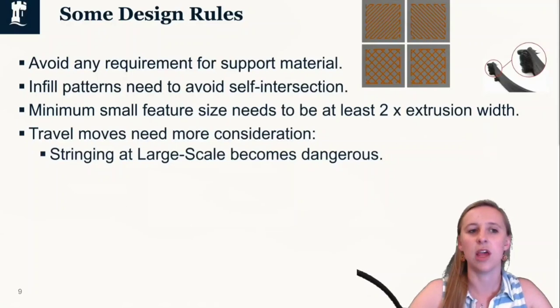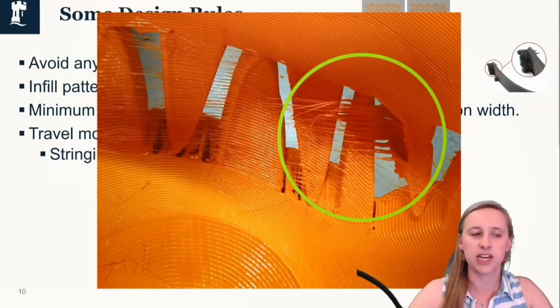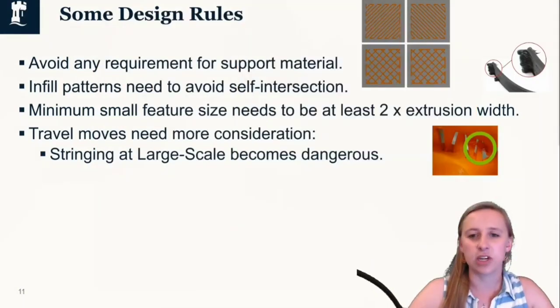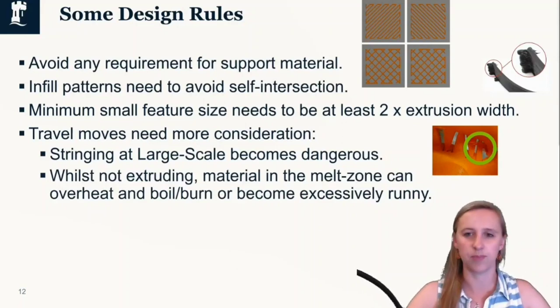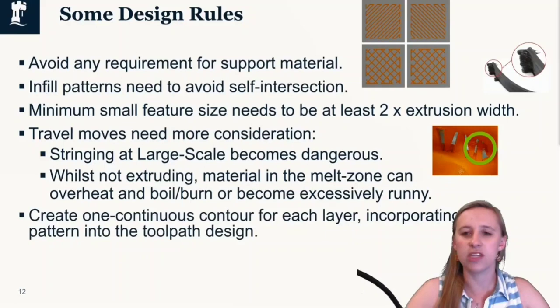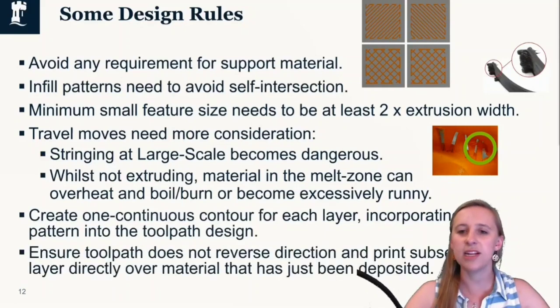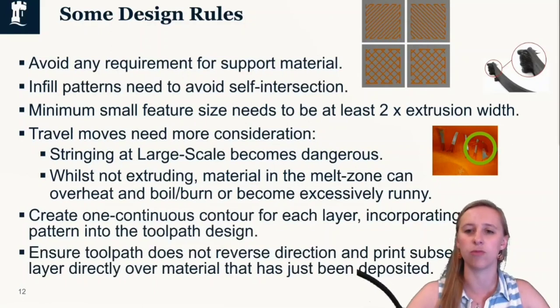Our next point we want to consider is travel moves. Stringing at large scale is not only a nuisance, but can actually become dangerous with these spiky extrusions that need to be removed with post-processing. Additionally, during travel moves, material in the melt zone can overheat and boil, burn, and become excessively runny due to those elevated temperatures that we can be using. To tackle this, we can create one continuous contour for each layer, incorporating the pattern into the toolpath design. And in addition, we also want to ensure that the toolpath does not reverse direction and print subsequent layers directly over the material that has just been deposited.